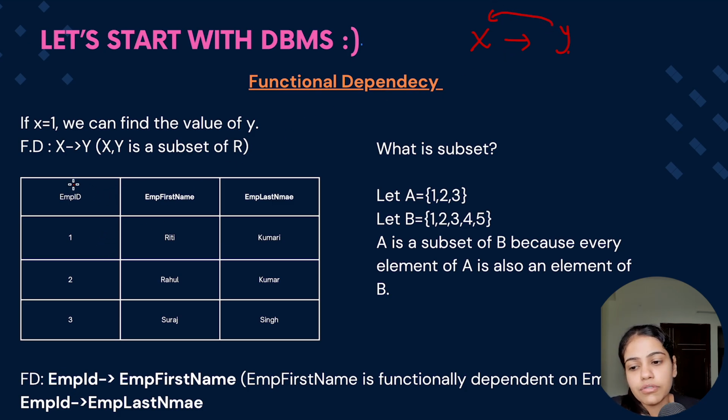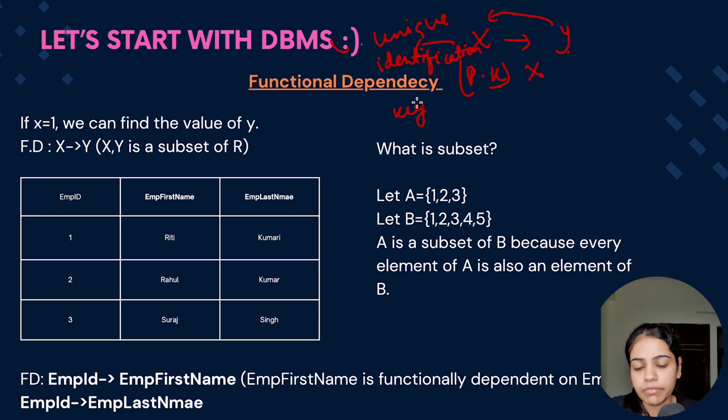Now here, can you say that X, the determinant, is always a primary key? So can we say that X is a primary key? The answer is no. It's not always true that X will be a primary key. This is a unique identification key, but it's not necessarily a primary key. It can be a primary key, but it's not necessary for X to be one. It should always be a unique identification key.